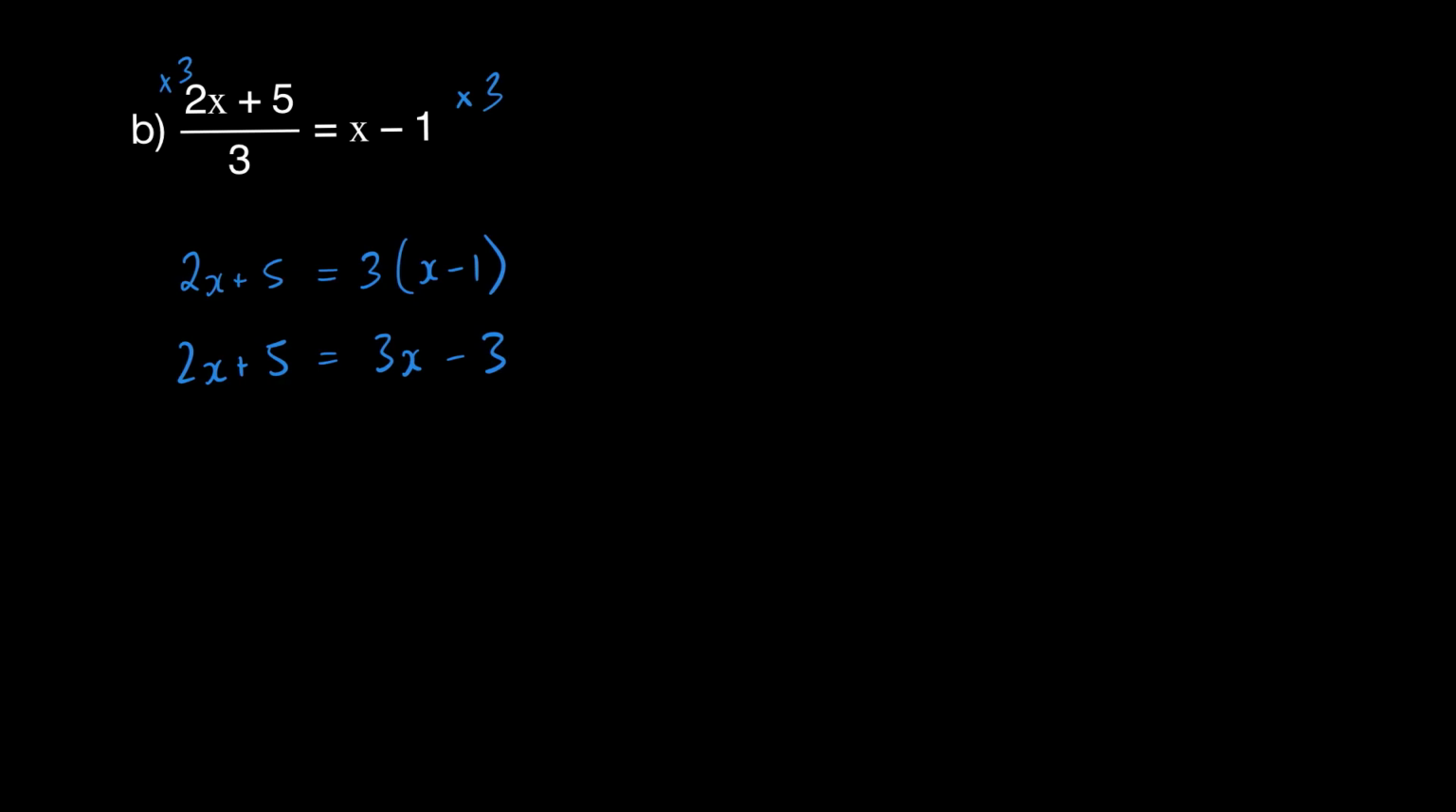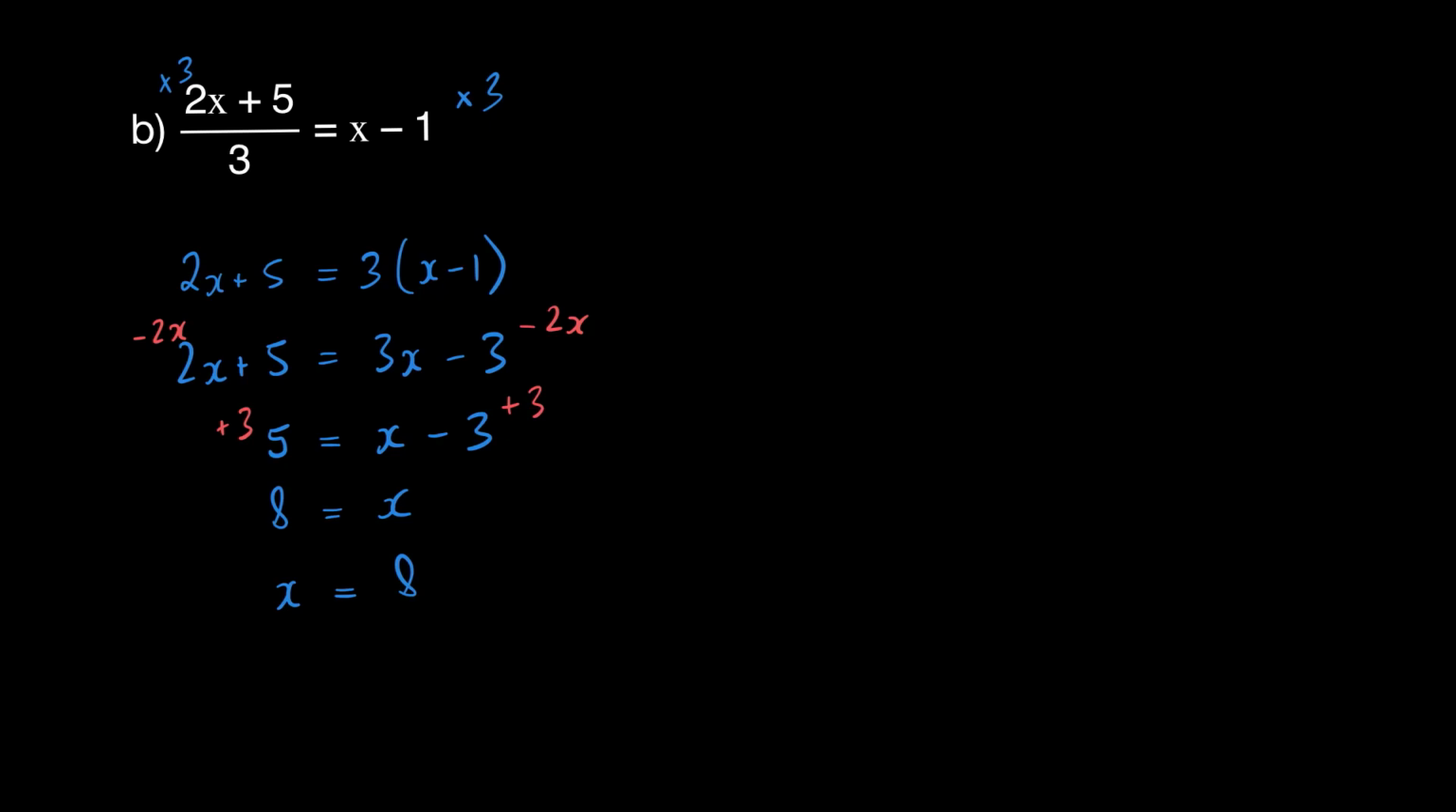Now I've expanded out, and I need to try and isolate x on a side. I've got 2x this side, 3x this side. I'm going to move the x to this side of the equal sign, because I know it's going to be positive there. So to move that 2x, I need to subtract 2x from both sides. That'll give me 5 is equal to x minus 3. And again, the opposite of that minus 3 is adding 3 to both sides. That'll give me 8 equals x, which is the same as saying x equals 8.